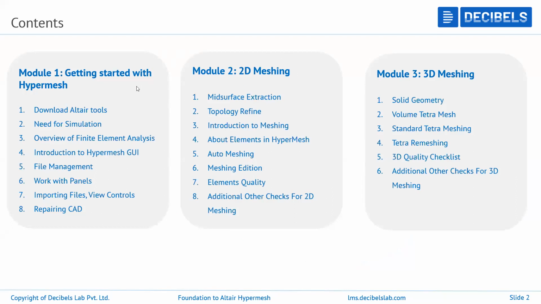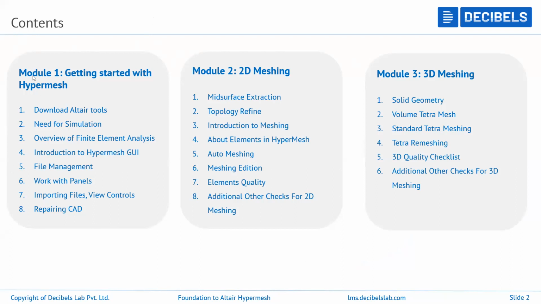Today we are in our module 2. Yesterday in the last class we learned about module 1. In module 1 we discussed Altair, FEM and FEA, and the introduction to HyperMesh, and how to manage the files. We learned all these things in module 1.